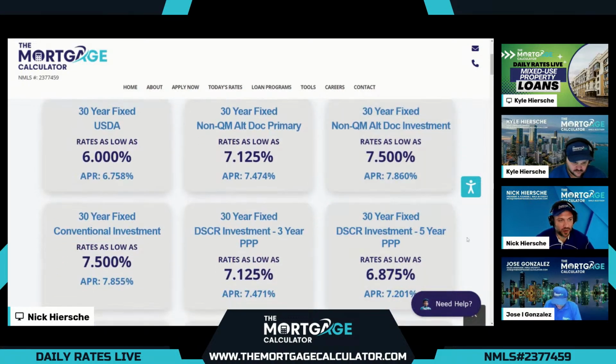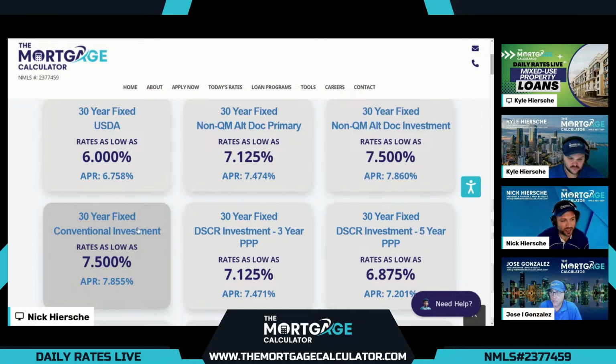And now we want to compare that to our other options here. So the standard conventional option, remember FHA, VA, USDA do not work for investments. So we'll look at our 30-year fixed conventional for an investment property. The rates come in at 7.5 for the lowest option, final APR of 7.855. So almost identical to the bank statement option, pretty amazing.